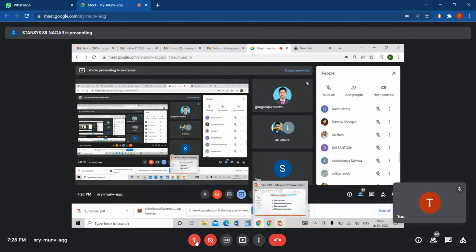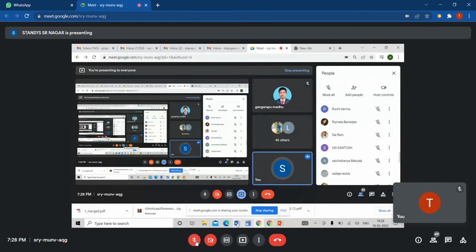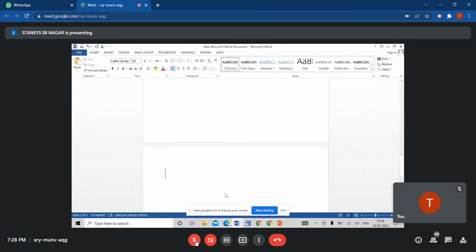Okay, so this is briefly about the SAS session. Now coming to the point of institute benefits, what we provide, and how we differ from other institutes. So what are the differences? Coming to the point of institute benefits, the first one is free classes.